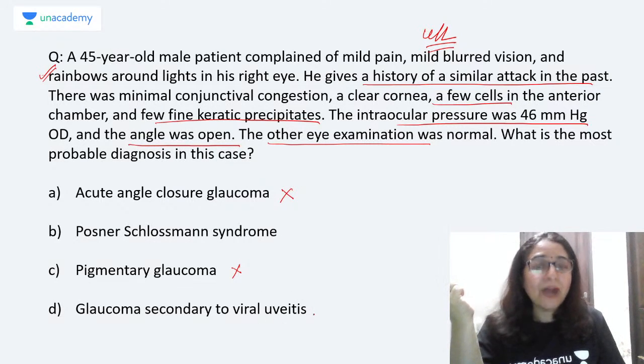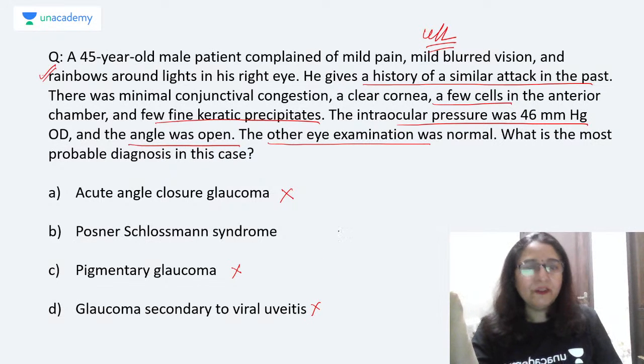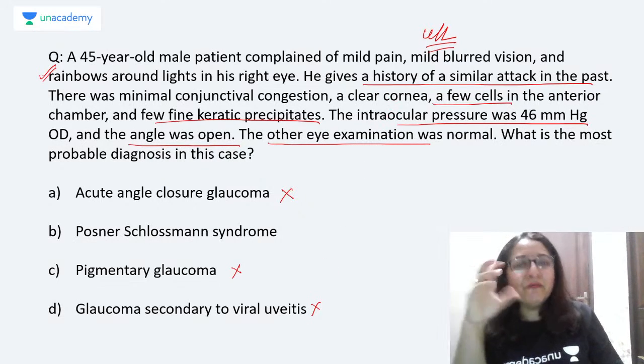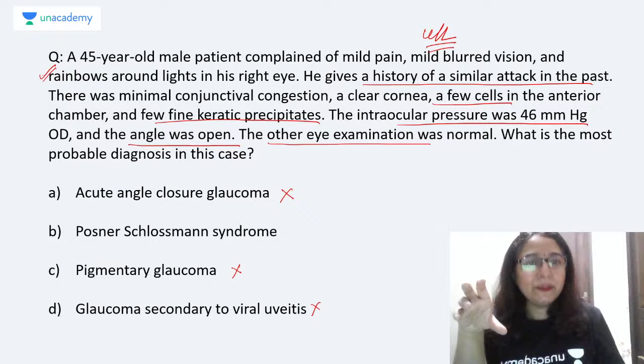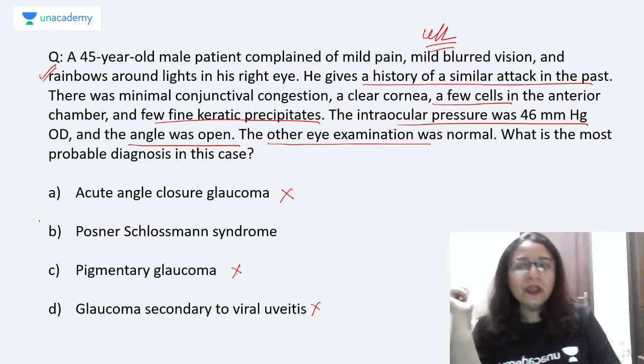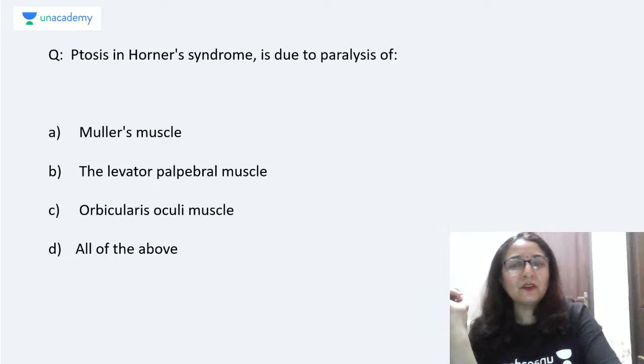If it is due to viral uveitis, the inflammation again is expected to be more. Whereas here we are dealing with very mild inflammation with high intraocular pressure, which fits into the clinical features of Posner-Schlossman syndrome. So this is a case of Posner-Schlossman syndrome.